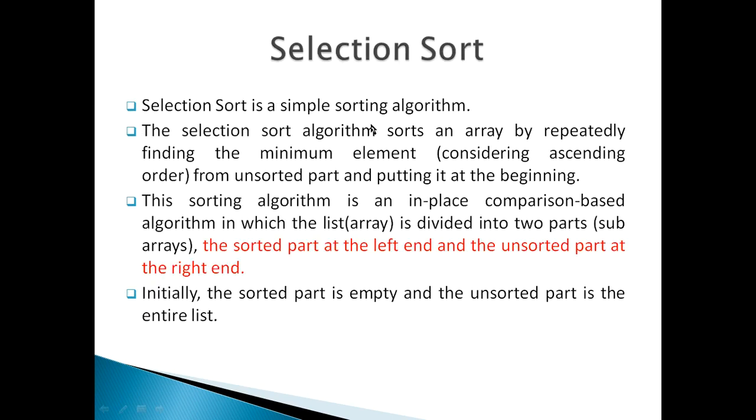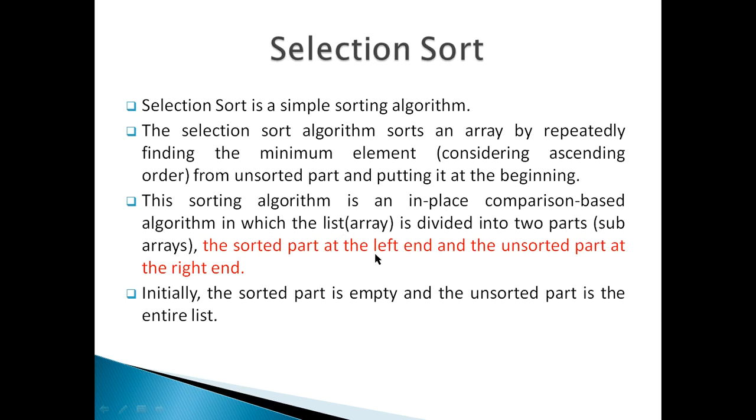Coming to selection sort, it's a simple sorting algorithm. This algorithm sorts an array by repeatedly finding the minimum element. If you are trying to arrange the elements in ascending order, selection sort repeatedly finds the minimum element from the unsorted array and puts it at the beginning of the array. Remember, this algorithm is an in-place comparison based algorithm wherein the array given to us will be divided into two parts, or two subarrays.